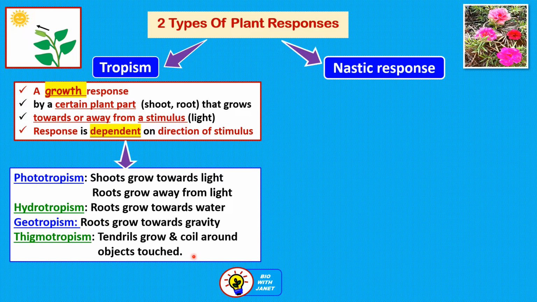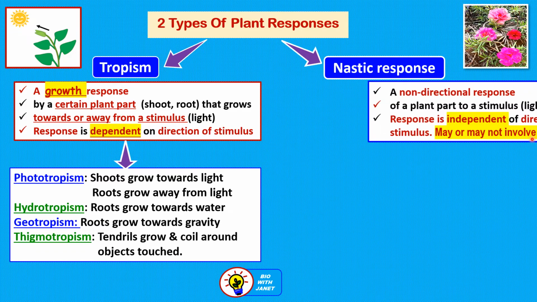So tendrils are long, thin extensions which grow from the stem, and they are like modified leaves. Then when they touch an object, they will grow and coil around that object to obtain support for the plant. So that's thigmotropism. How about nastic responses?